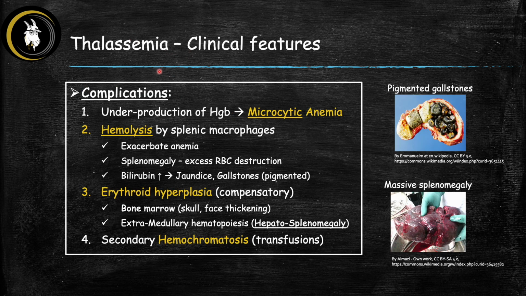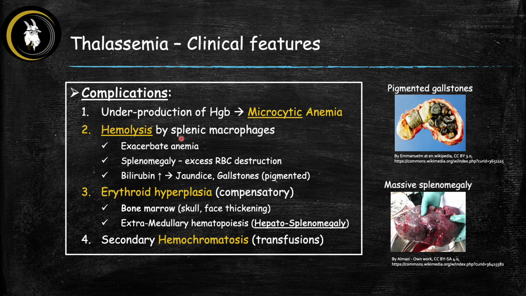Okay, so now let's talk about the clinical features that are high yield associated with thalassemia, and there are four major categories of complications here to keep in mind. So number one, we have decreased globin chain, either alpha or beta, which is going to cause underproduction of hemoglobin, which is going to lead to microcytic anemia. This is going to be the key tip-off.